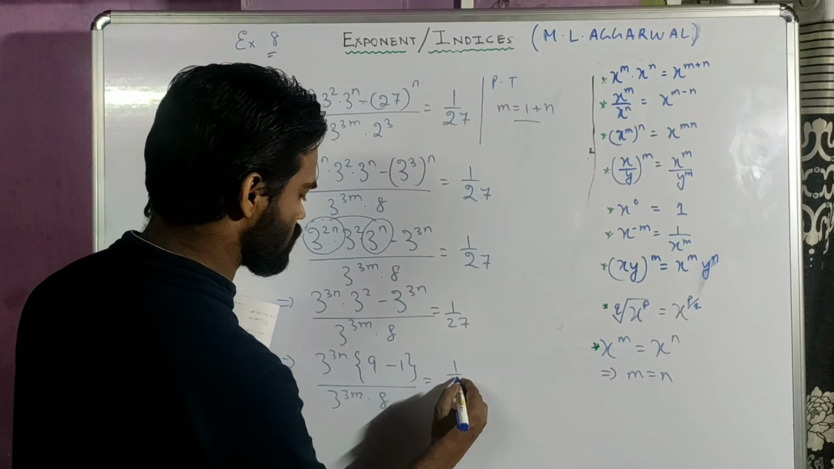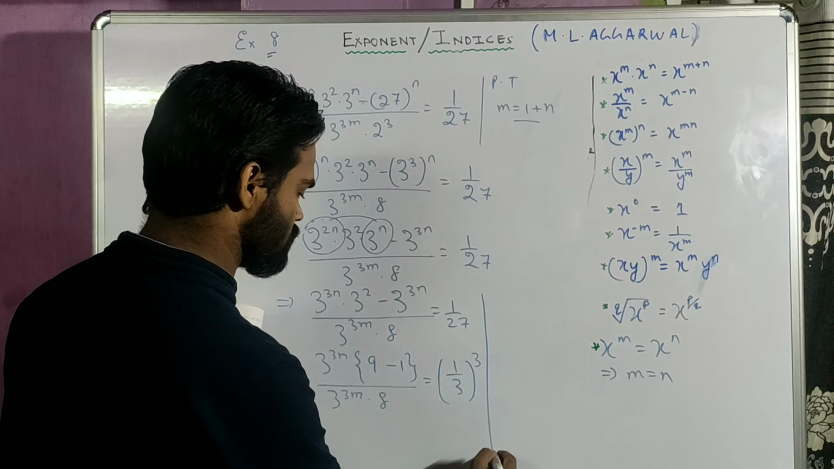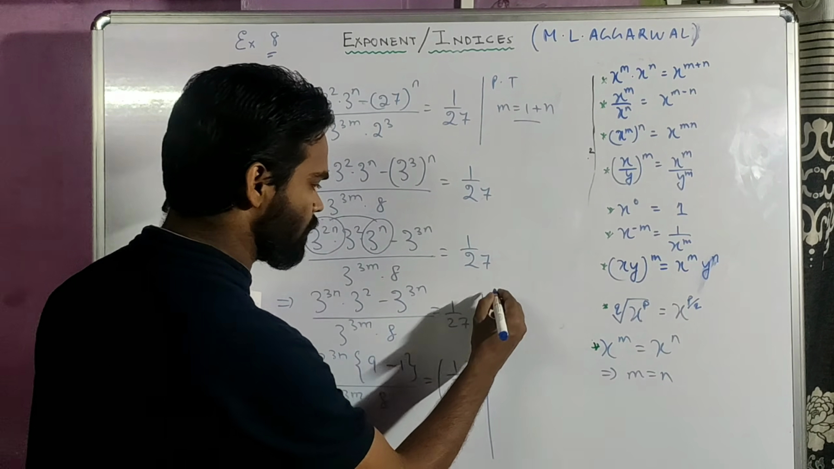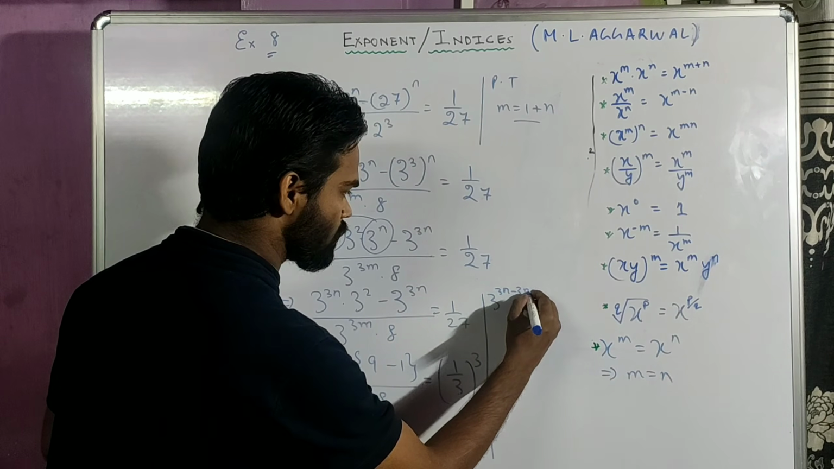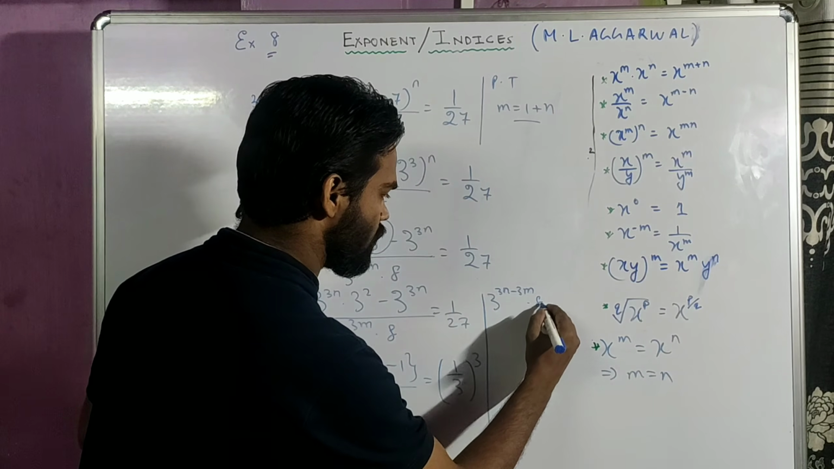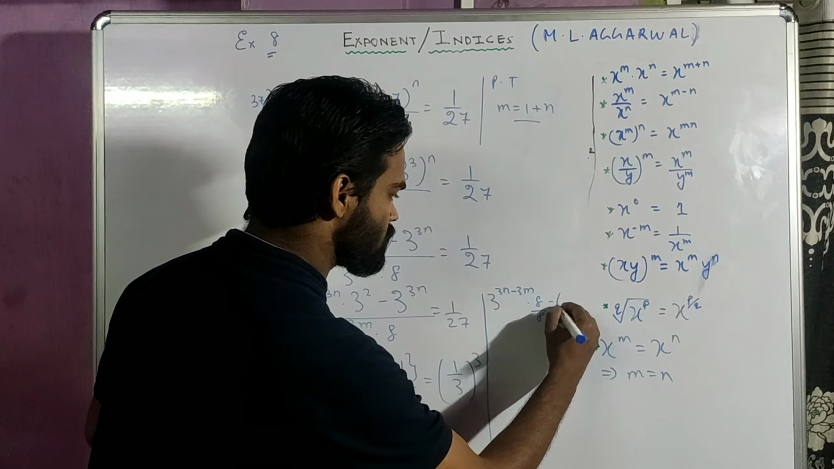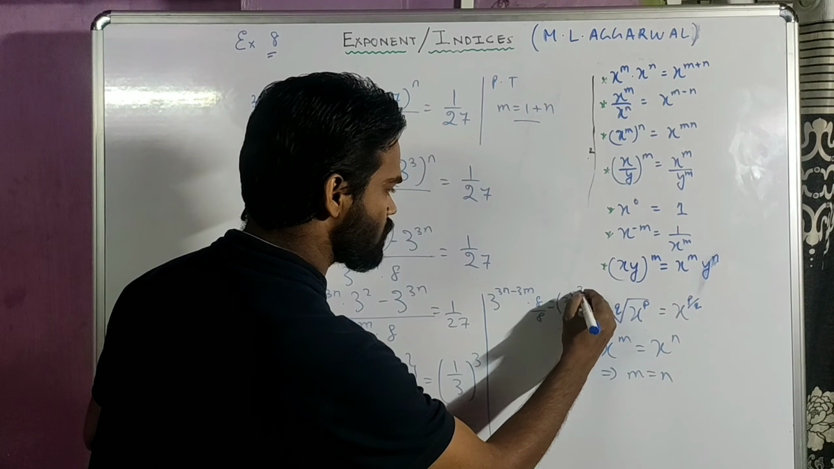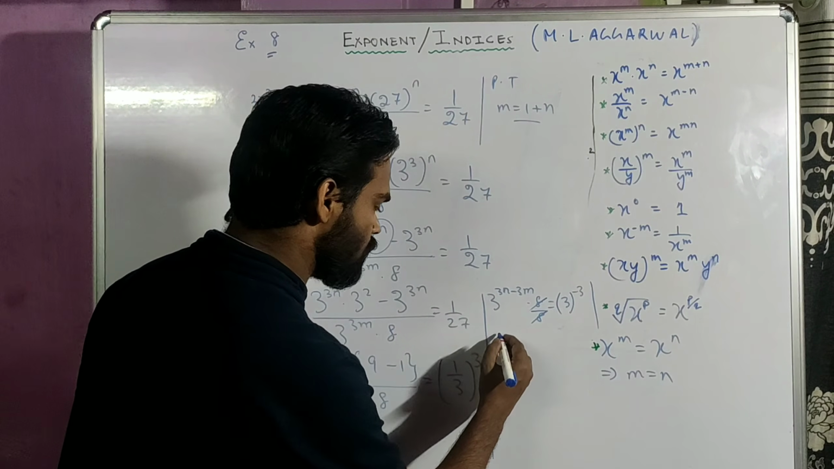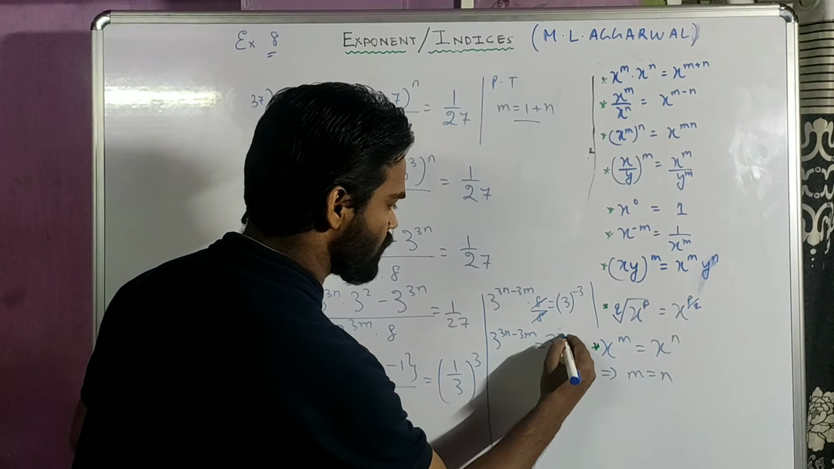Equals to, I can write this as 1 by 3 whole cube, which means, look carefully, this becomes 3 to the power, bases are same, we can subtract the power, 3n minus 3m, and 9 minus 1 is 8, 8 by 8, so that's equals to, and this I can write as 3 to the power minus 3. Any issue? Now we solve this, this cancels out, and so this becomes 3 to the power 3n minus 3m equals to 3 to the power minus 3.